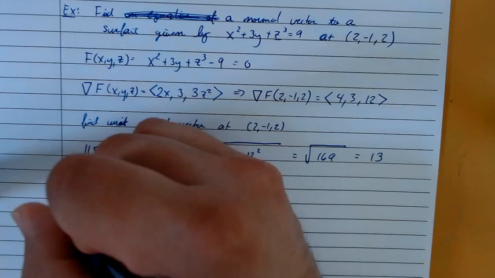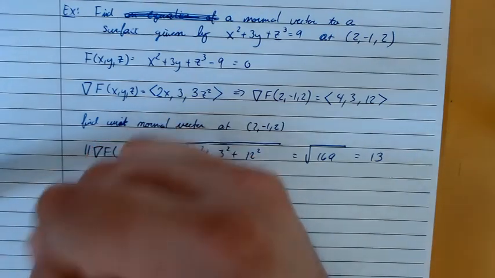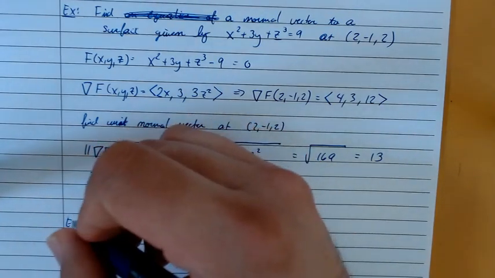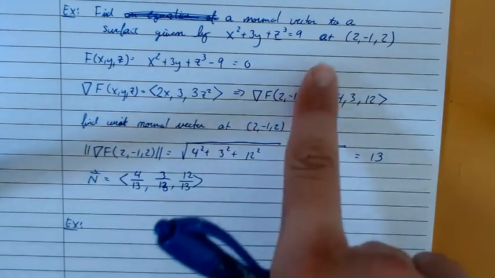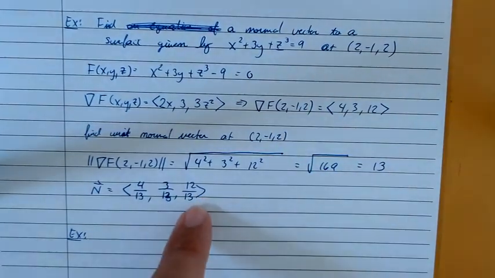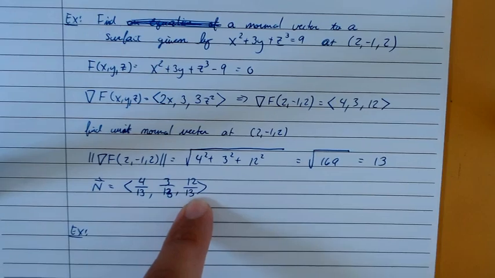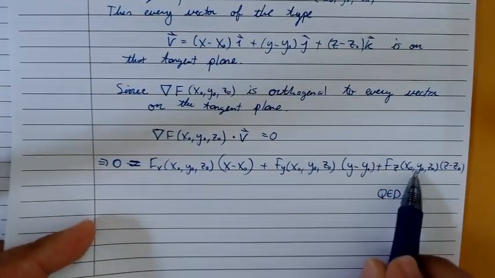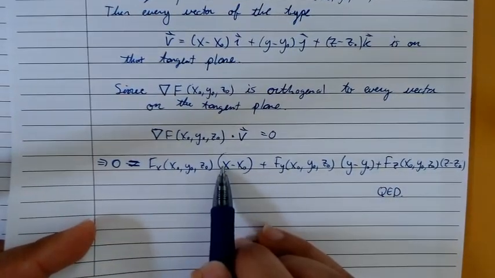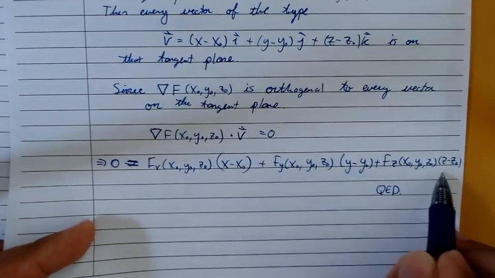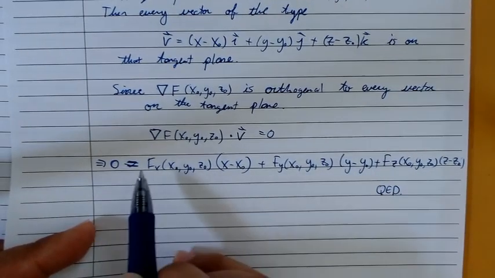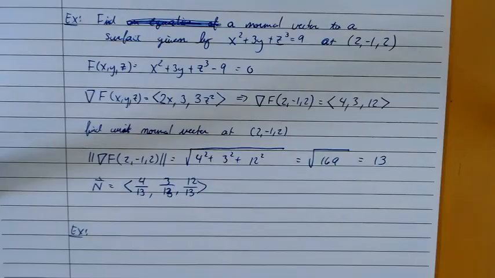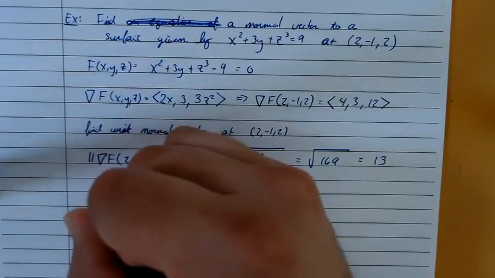Go ahead and give this a try. Go ahead and find the equation of the plane. Once you have the normal vector at that point, then it's simply a matter of putting that into this form over here, where those are the components of the gradient, and here we simply have x minus x naught, y minus y naught, and z minus z naught. Don't forget, all of that is equal to 0. So go ahead and give this a try.